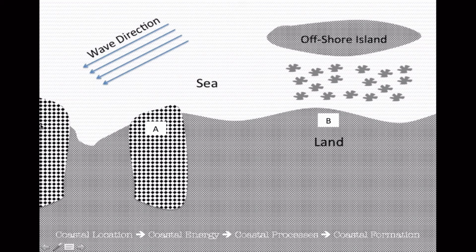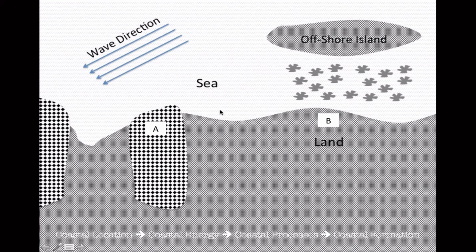Now this particular shaded part is actually a resistant rock. The rest of the coast, the rest of the shore area, is actually the less resistant rock. There's an offshore island here blocking. The wave comes in this direction.